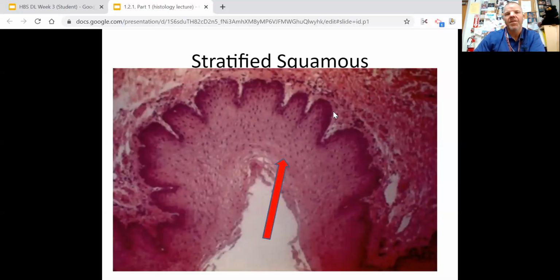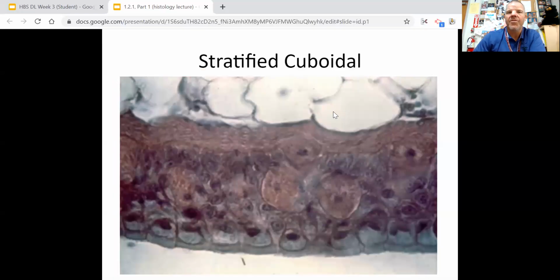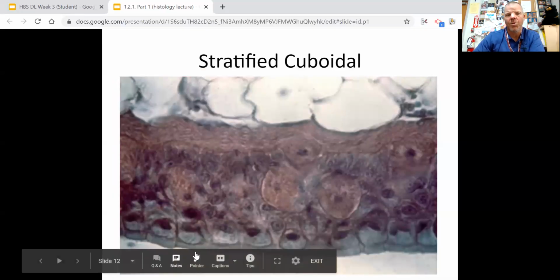And so you have lots of layers of squished cells. We call that stratified squamous epithelial tissue. Here we have stratified cuboidal epithelium. This one kind of looks like teeth to me, like an old witch's teeth.